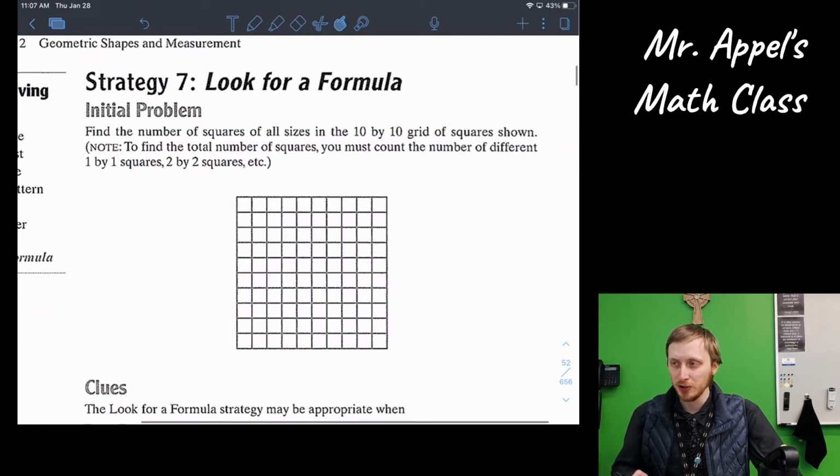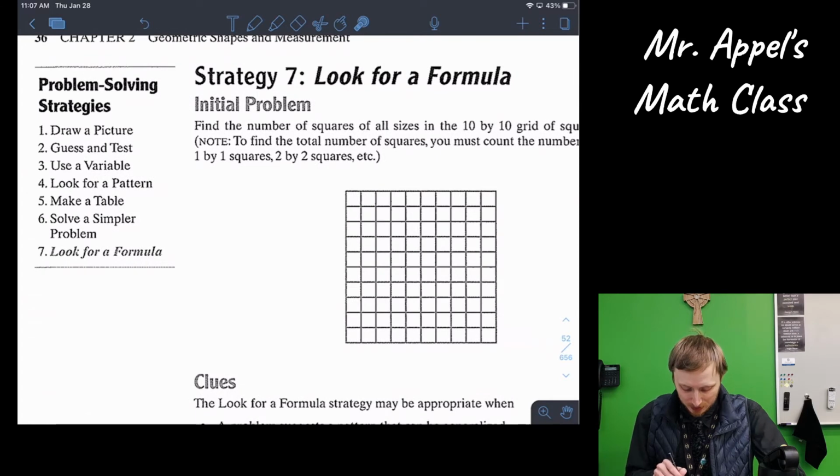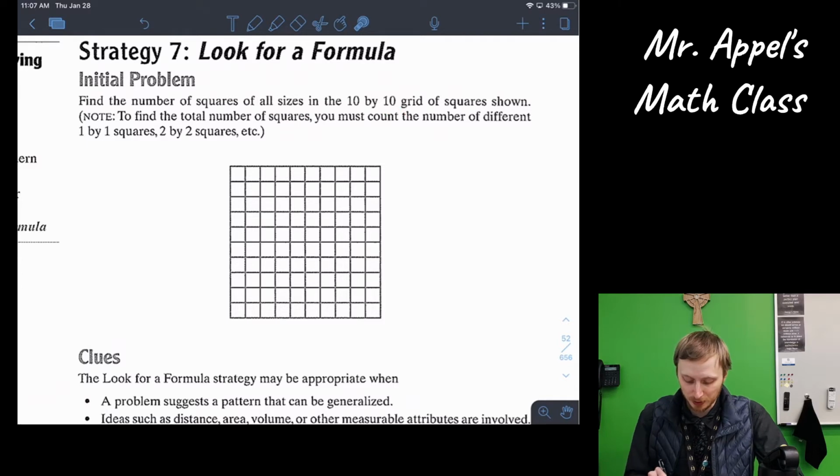Our new strategy for this chapter is look for a formula, which you can think of really as a combination of using a variable and look for a pattern, so it's kind of a two-for-one deal. So here's a problem to get you started with looking for a formula. Find the number of squares of all sizes in the 10 by 10 grid of squares shown. To find the total number of squares, you must count the number of different 1 by 1 squares, the 2 by 2 squares, etc. It's going to be a lot of squares.